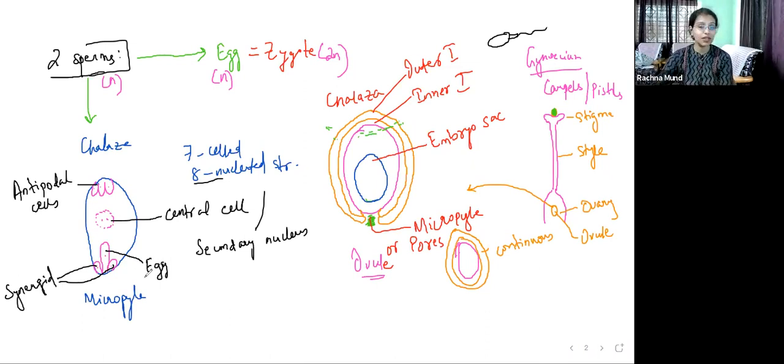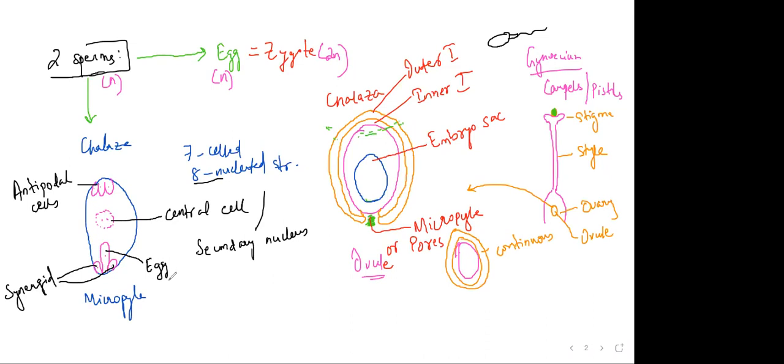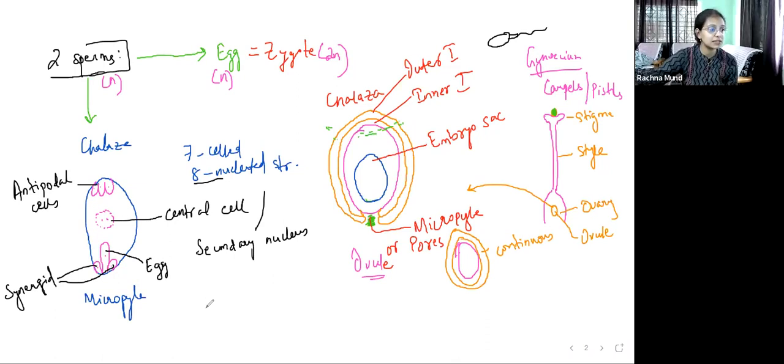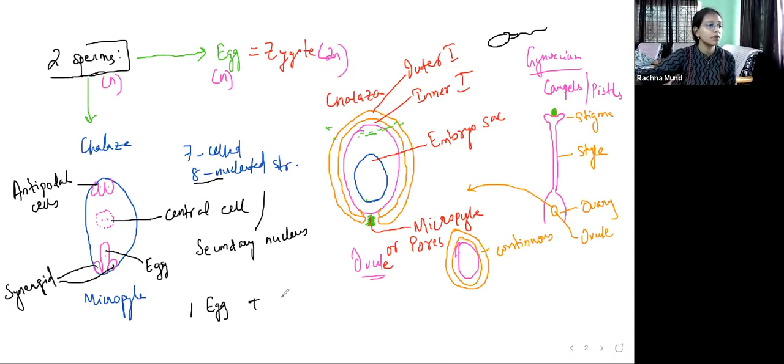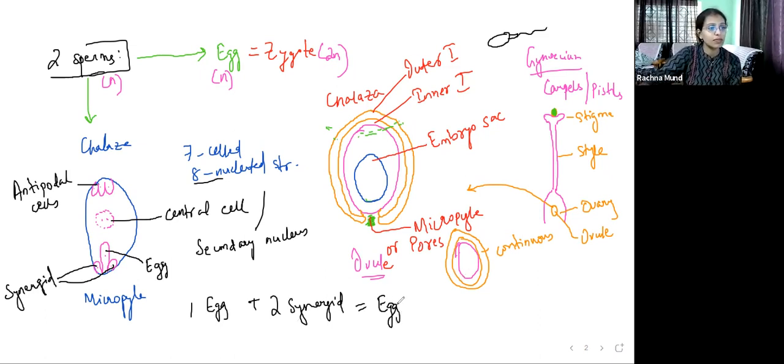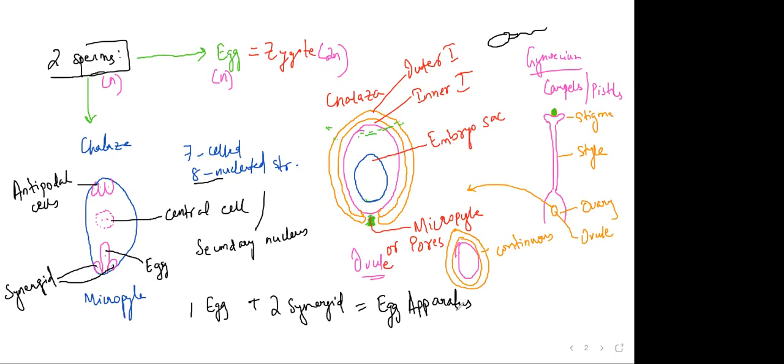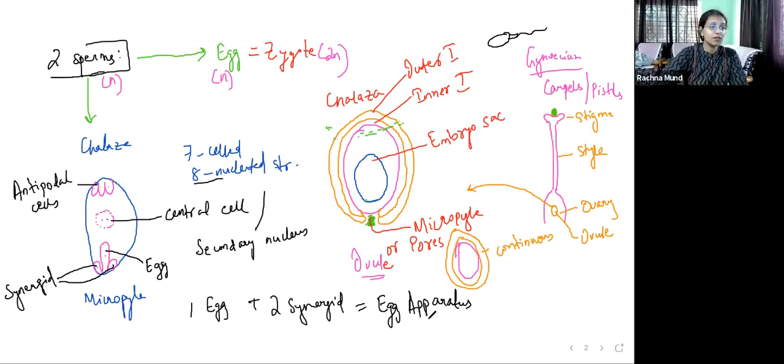Like I told you last class also, you have to be very thorough with your NCERT book. 95% of questions come from the NCERT book, and the questions have been easier for the last 2 years. So if you are thorough with your book, then you have a chance. So tell me, the egg and synergids: one egg plus 2 synergids are together called the egg apparatus. Forgotten? You have to recall.